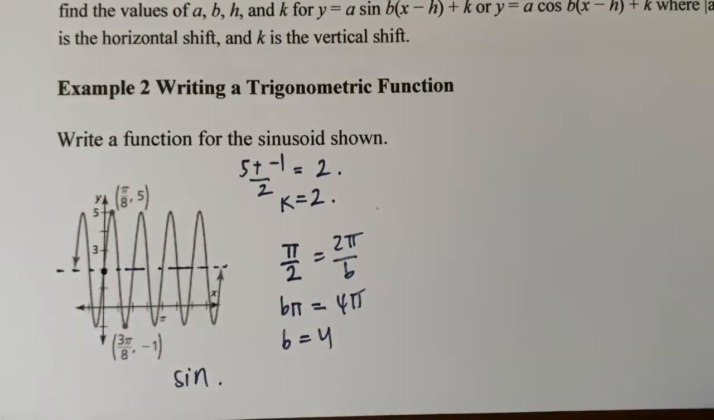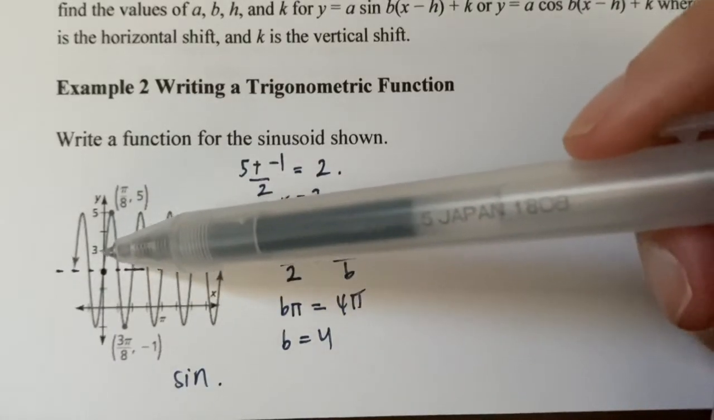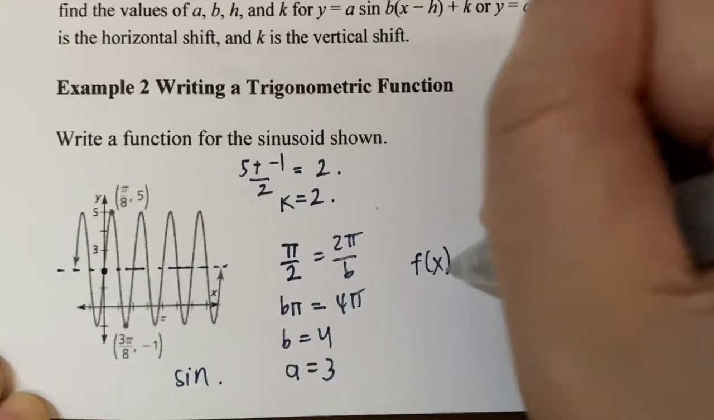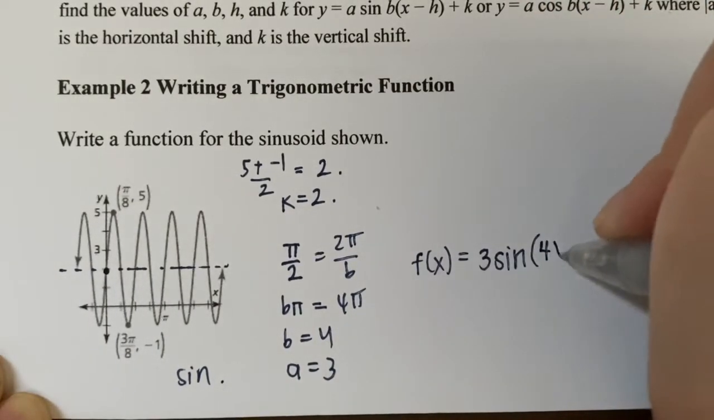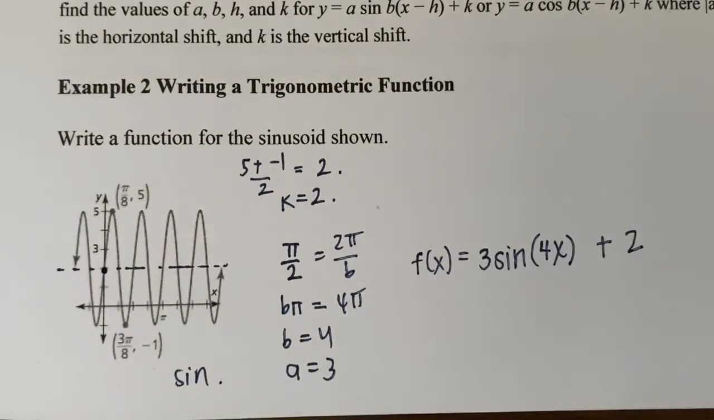Oh, and I forgot to find the a value. So our a value, from our midline, we have to go 1, 2, 3 units. All right, now that we have our a, b, k values, and we decided that we use sine, then we can write the equation for this function. F of x is going to be equal to your a value times sine of b x plus your k value. You can check to see if this function is correct using a graphing calculator.